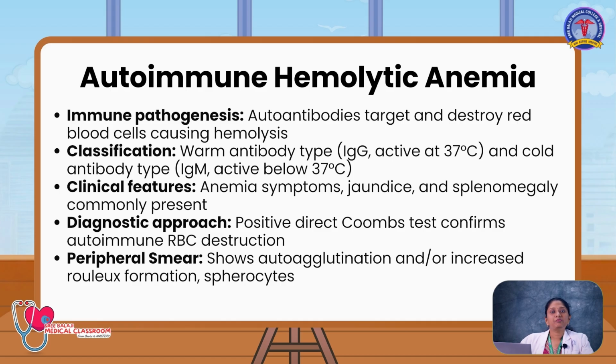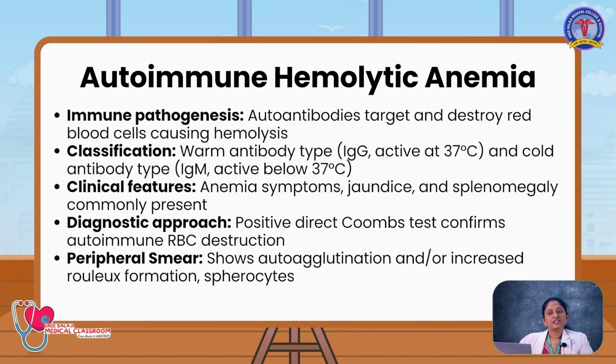Autoimmune hemolytic anemia is an immune mediated destruction of RBCs. So these autoantibodies target and destroy the red blood cells causing hemolysis. It can further be classified as warm antibody type, cold agglutinin type and cold hemolysin type of immune hemolytic anemias. Clinically, these patients will present with symptoms of anemia, jaundice and splenomegaly, which are characteristic features of hemolytic anemia.